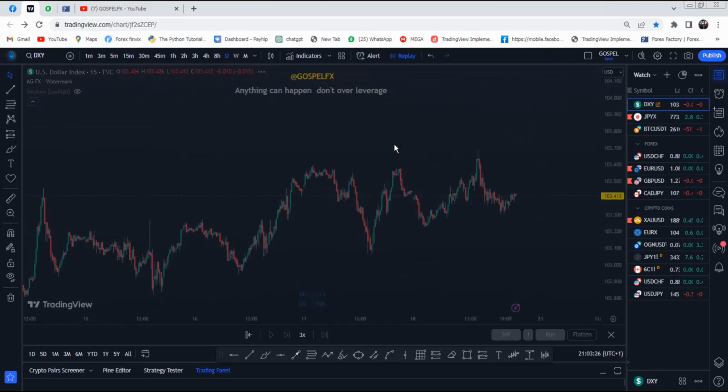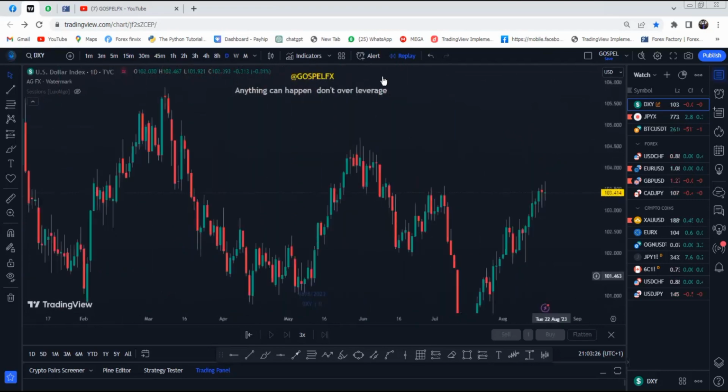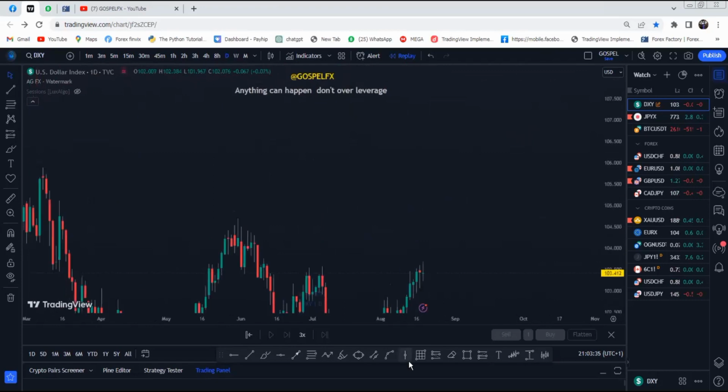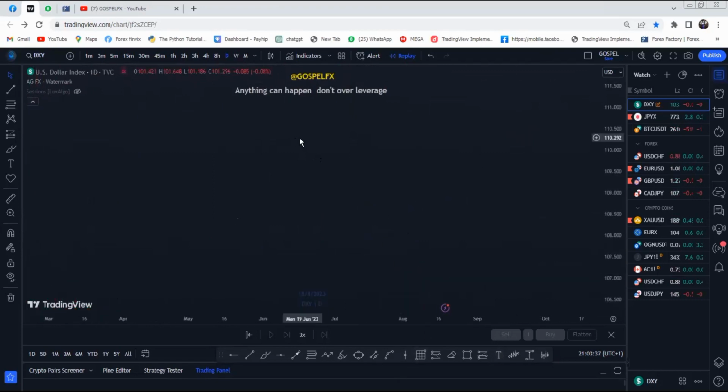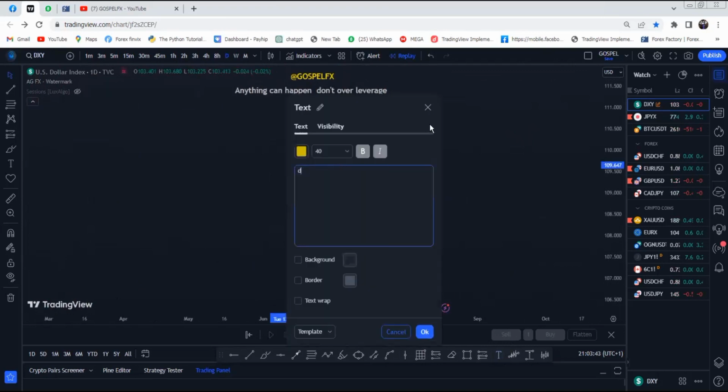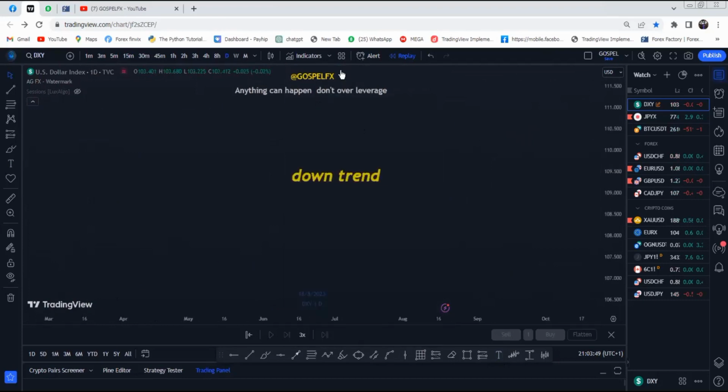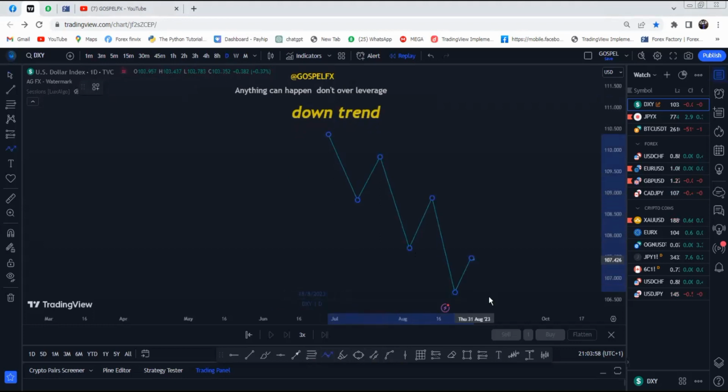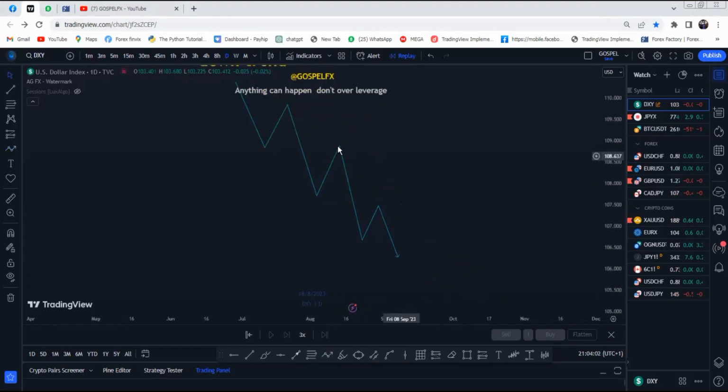All right, let's study how a downtrend looks now. Now we have a downtrend, a bearish trend. The downtrend is simply the opposite of an uptrend. It's actually going back down. Simply the opposite of an uptrend.